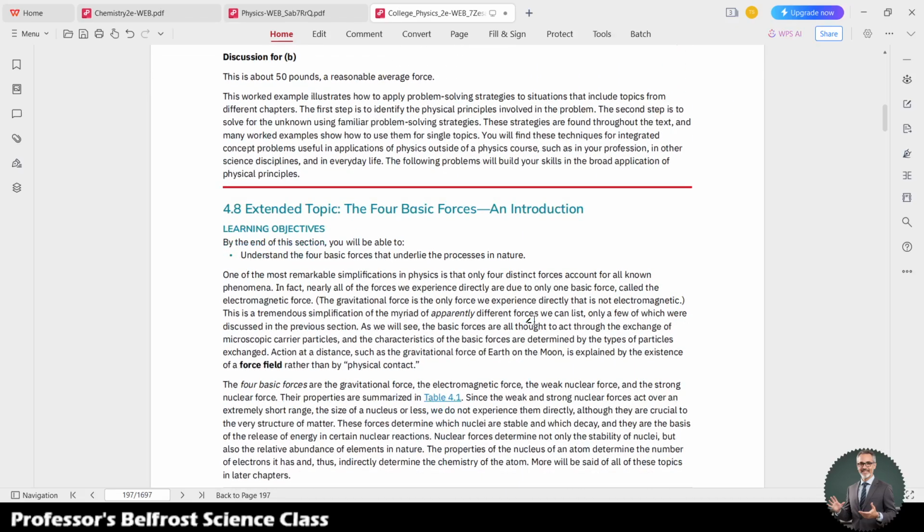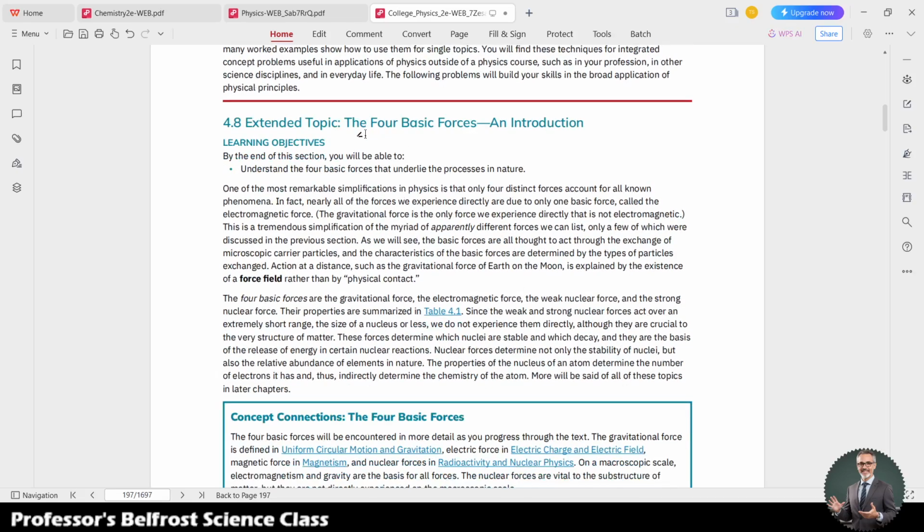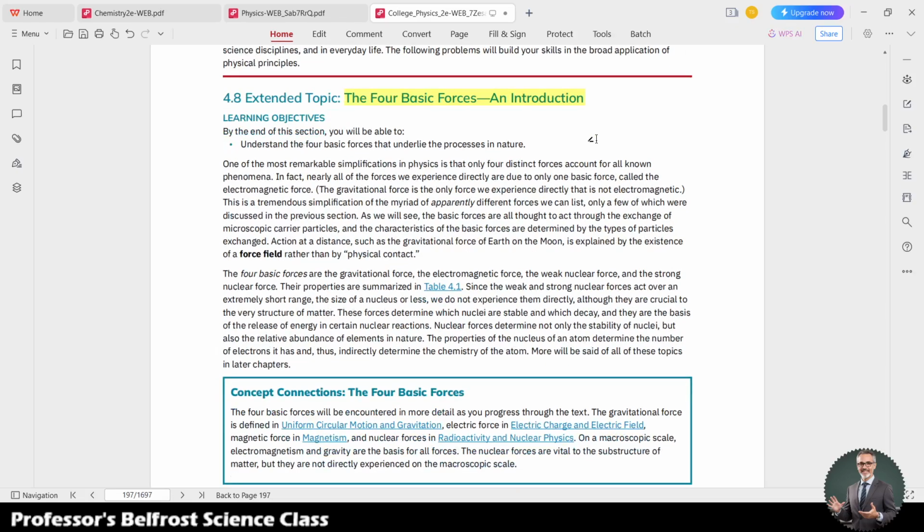Okay, now let's discuss the 4 basic forces. There are only 4 distinct forces that account for all known phenomena explained in physics. Nearly all of the forces we experience are due to only one basic force, which is the electromagnetic force.